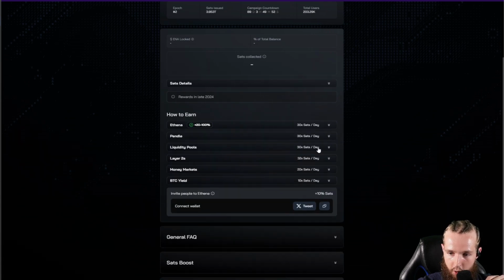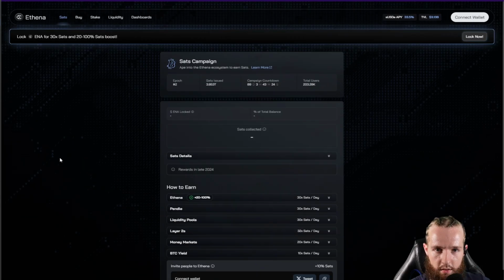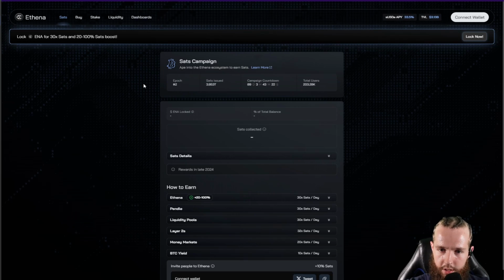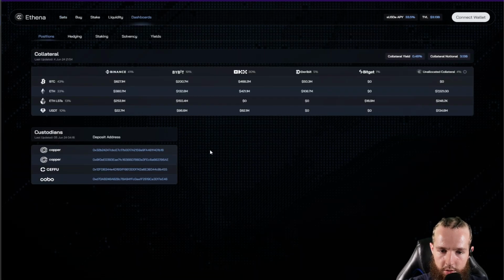So I'm earning quite a few boosts there. Let's go ahead and take a look at their dashboards here next. On the dashboards, you'll have access to the deposit addresses for their different custodians. As you can see, it was recently updated within the last 24 hours. Matter of fact, it was just updated just now.